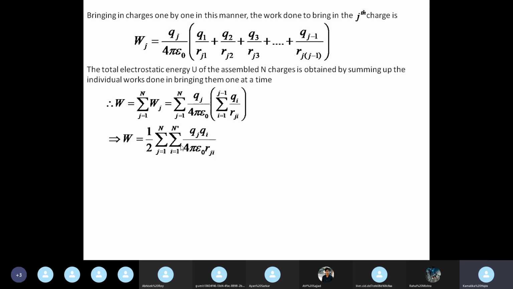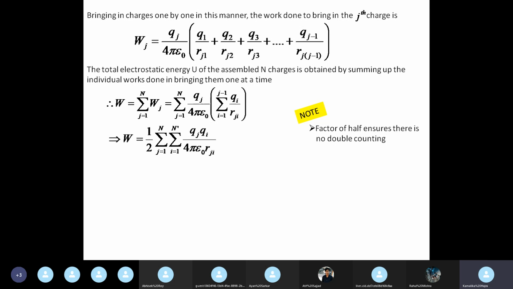So I write finally W as equal to half summation j equal to 1 to n, summation i equal to 1 to n prime, qj qi by 4 pi epsilon naught rji, where note that the factor of half here ensures that there is no double counting. Just like I get qj qi, I will also get qi qj, but both mean the same thing. qj qi and qi qj give the same contribution, they mean the same work done for the same pair of charges.